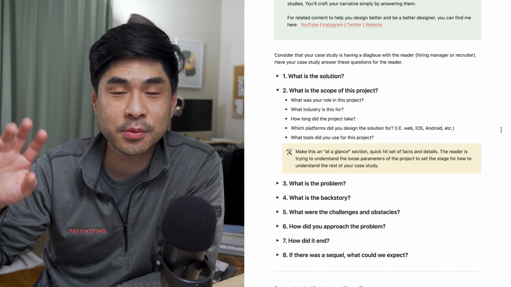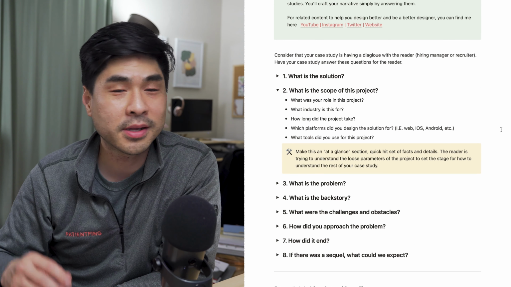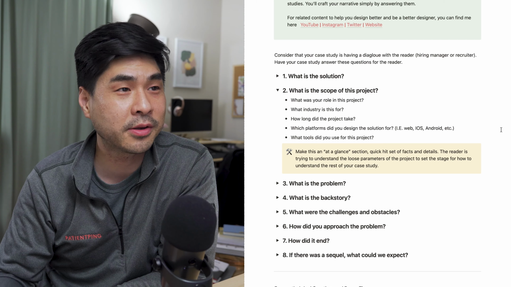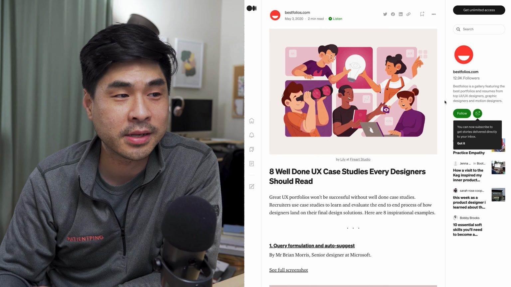So the first 2 sections, what is the solution and what is the scope of the project? I wanted to share an example because it may not be apparent based on what I just shared. So I found this article not so long ago, 8 well-done UX case studies every designer should read. And even without clicking into some of this, I think my point is going to get across.